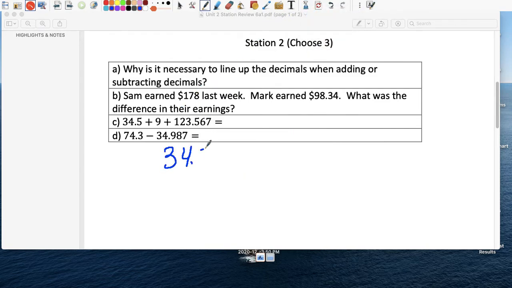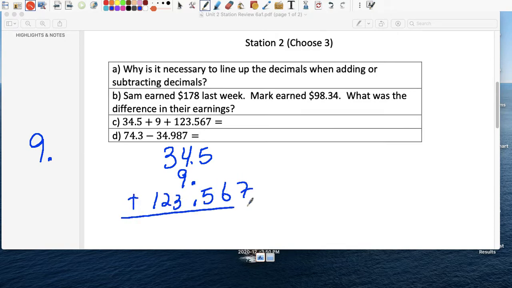Next one, 34.5 plus, again, 9. That 9, where's the decimal? Right here at the end. So I put a decimal and I put a 9. Then 123 with the decimal. 1, 2, 3, and then 5, 6, 7. Okay, just to make it pretty, you fill in those empty spaces with placeholders, zeros. Okay, so now it's easier for you to add. Makes it much easier for you to see.